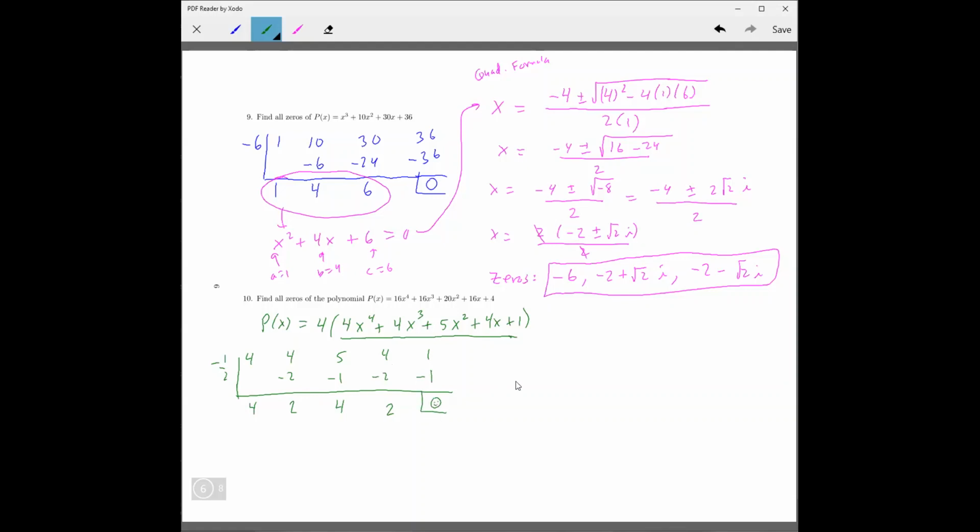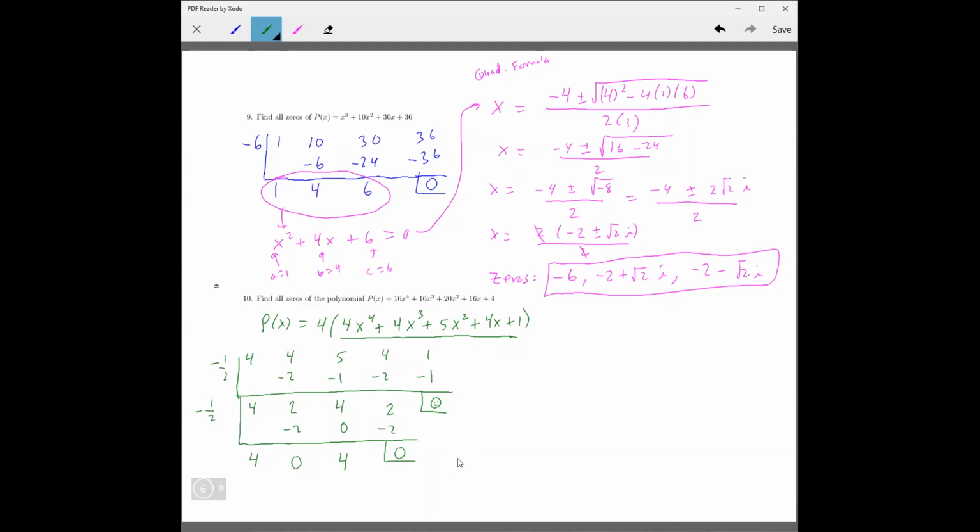Now, I said that it was a double 0, so we're going to do it again. Negative 1/2 again, a second time. So bringing the 4 down. Multiply, that's negative 2. Adding those gives you a 0, so that's great. And then multiplying there gives you a 0. And adding here, you get a 4. Multiplying these together, negative 1/2 times 4, that's negative 2. So that's great. It is a double 0.